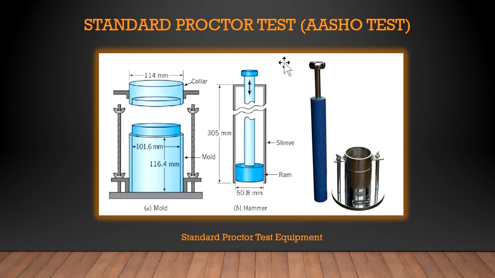This is a diagrammatic representation of the standard Proctor test apparatus, and this is the actual image of a standard Proctor test apparatus. This is the main mold, this is the detachable collar, this is the detachable base plate, and this is the rammer, or you can also call it a hammer.